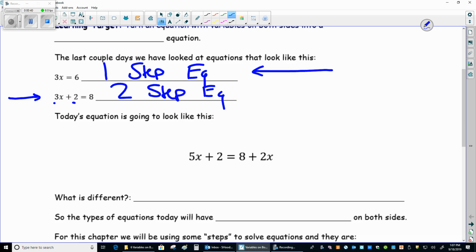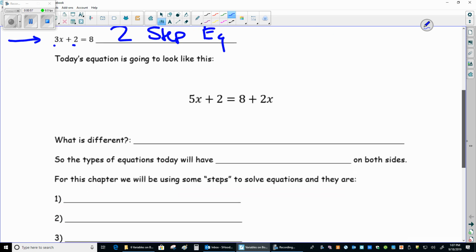That 2. But anyways, today's not called a three-step equation because depending on the way that you solve it, it could take 2 steps to solve. It could take 5. So hopefully, if you do it the correct way, most of the time it'll take like 3 steps to solve. And that's what I'm going to show you today.